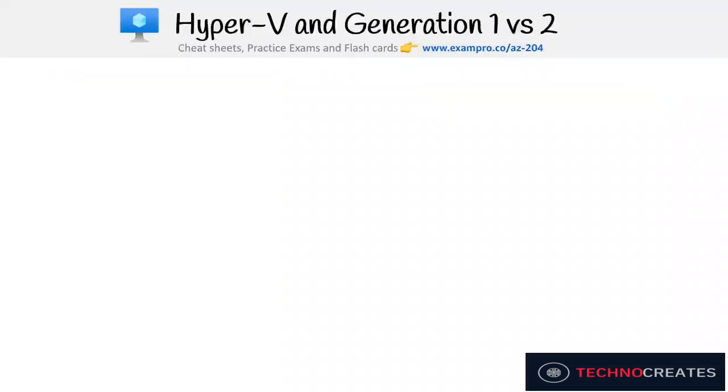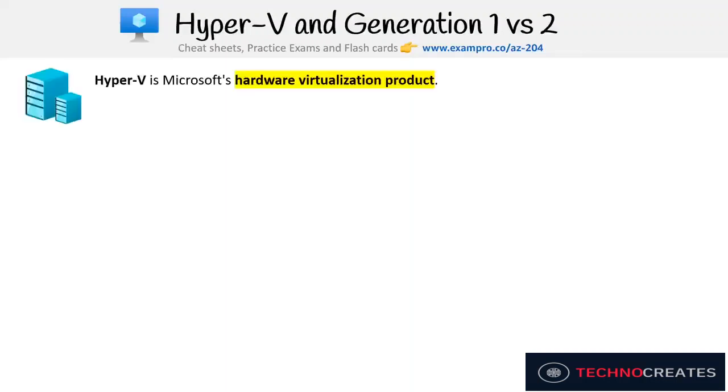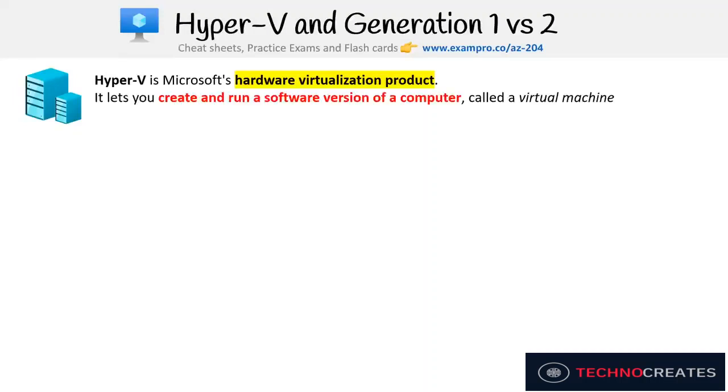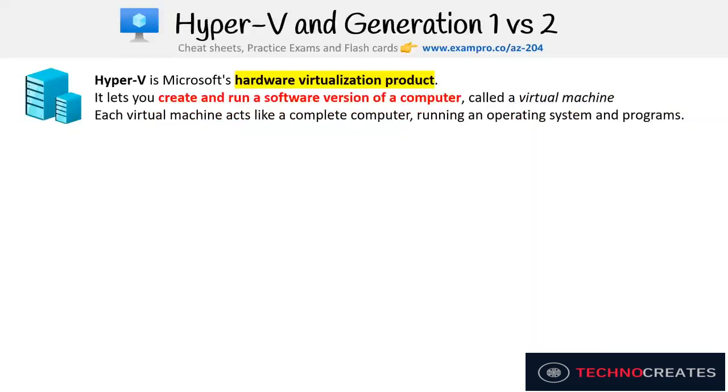So sometimes when you're launching a virtual machine, you'll have the option between generation 1 versus generation 2 when you're choosing images, and I want you to know about this. To understand it, we need to know a little bit about Hyper-V. Hyper-V is Microsoft's hardware virtualization product, and it lets you create and run a software version of a computer called a virtual machine. Each virtual machine acts like a complete computer running an operating system and programs. If you're still wondering what Hyper-V is, if you've ever heard of VirtualBox, which is used for running VMs on Mac and Linux, this is basically the exact same offering. It's just the Windows offering, okay?